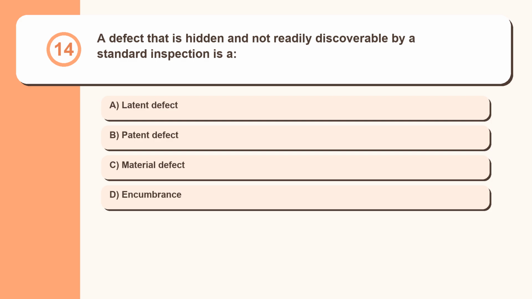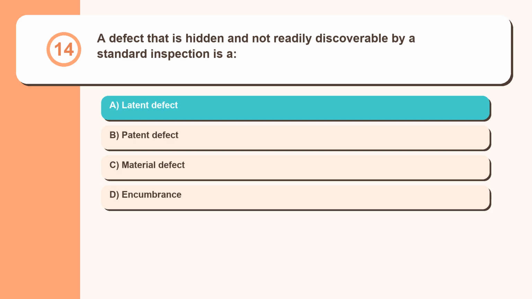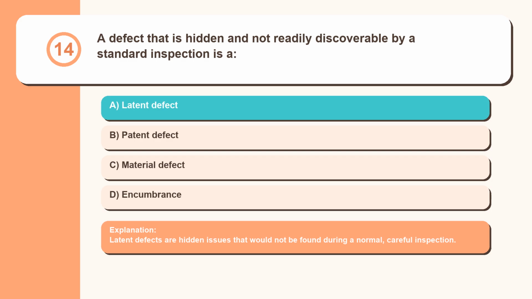Question 14. A defect that is hidden and not readily discoverable by a standard inspection is a latent defect, patent defect, material defect, encumbrance. Latent defects are hidden issues that would not be found during a normal, careful inspection.